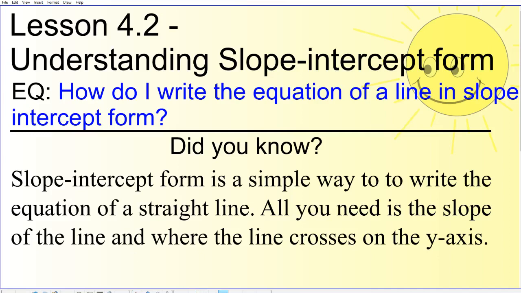This lesson is entitled Understanding Slope-Intercept Form. The essential question says, how do I write the equation of a line in slope-intercept form? Did you know that slope-intercept form is a simple way to write the equation of a straight line? All you need is the slope of the line and where the line crosses the y-axis. Those are the only two pieces you need to write the equation of a line.